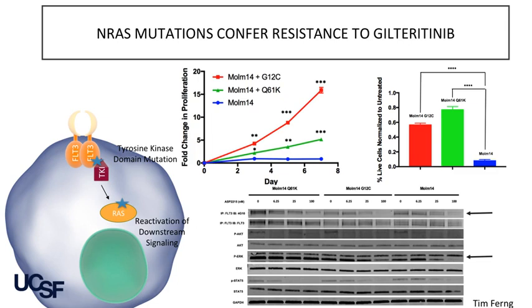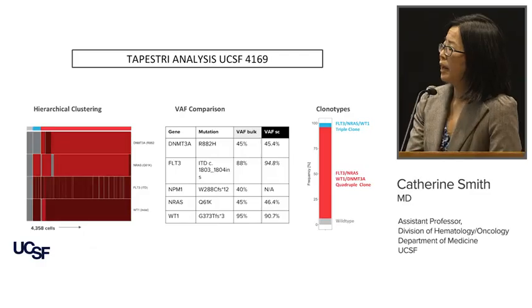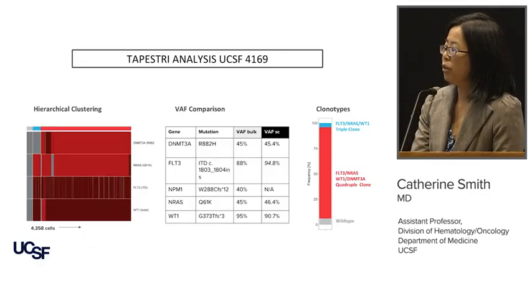However, we really wanted to understand the true clonal heterogeneity and clonal selection that was occurring in these patients, and how much of the resistance was actually due to co-occurrence of oncogenic FLT3 and RAS mutations versus selection for a non-FLT3 driven clone. And to do this, we utilized the Tapestri platform. And so this represents a patient that was analyzed at the time of resistance using the Tapestri platform.